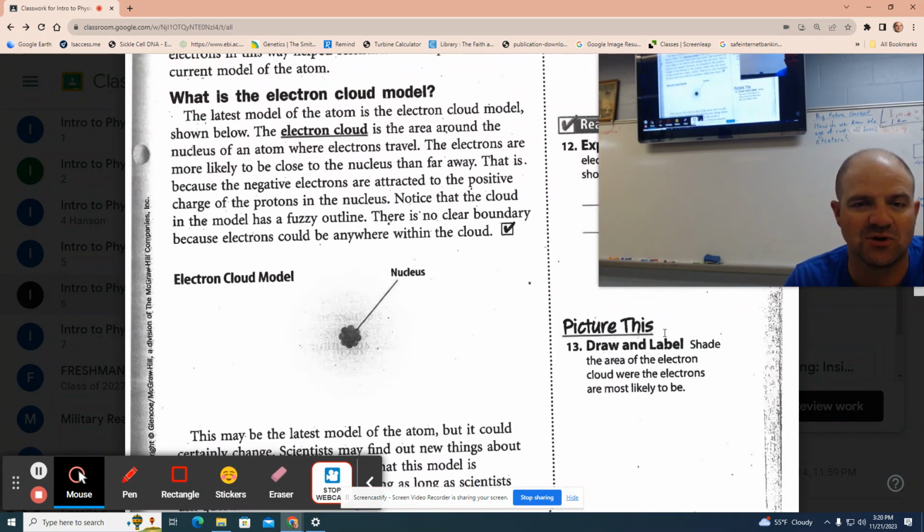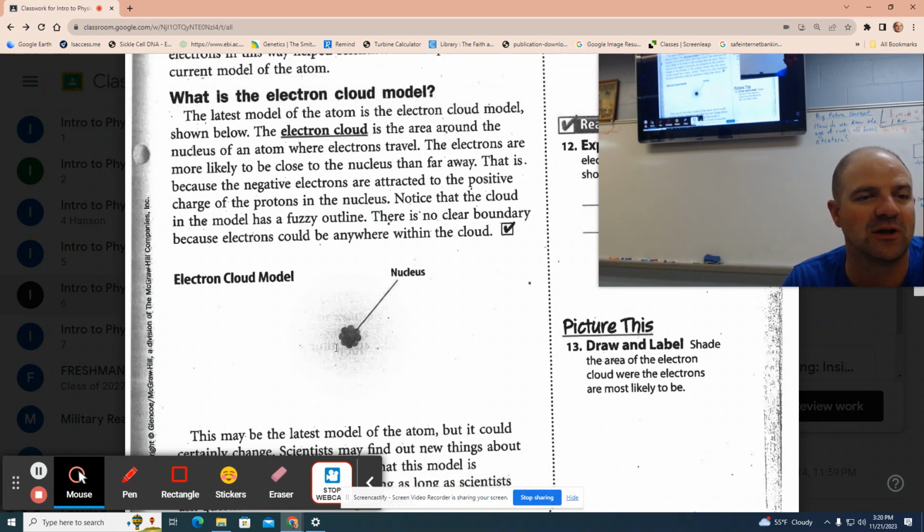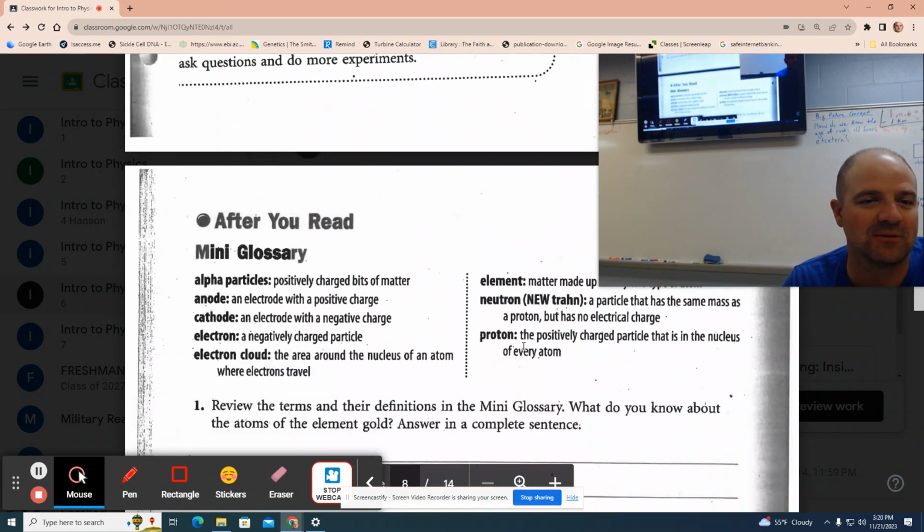On the side, draw and label. Shade the area of the electron cloud where the electrons are most likely to be, so they're going to be in here tight. And that's why it's shaded a little bit more darkly, nearer to the nucleus. All right.